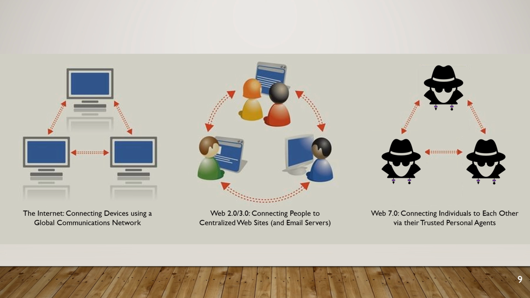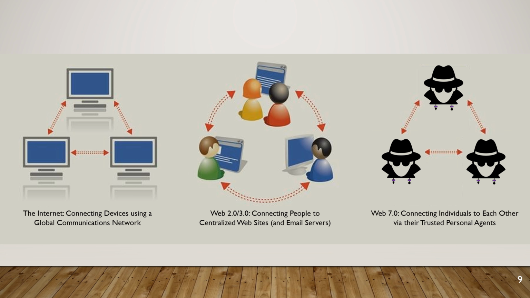The Web 2.0, 3.0 is about connecting people to centralized websites and services. That maybe wasn't the original intent, but that's certainly the way that it is today. Connecting people to centralized websites and services, and email being one of the most prolific or most common service there. And so you can think of, if you put your left hand on top of your right hand, the left hand is like the web, and it's running on top of the internet, which is your right hand. And then we get to the right side of this slide, Web 7.0. It's about connecting individuals to each other.